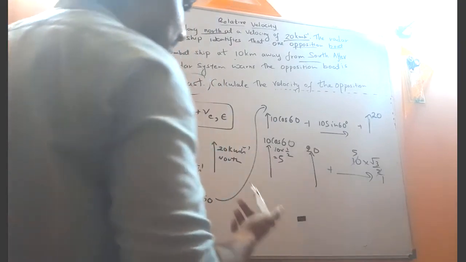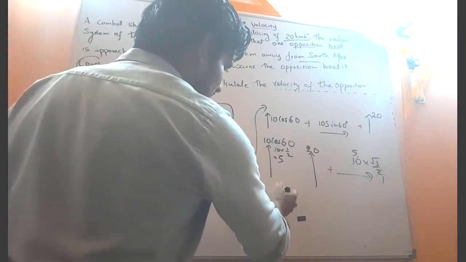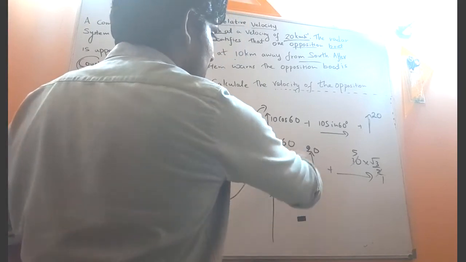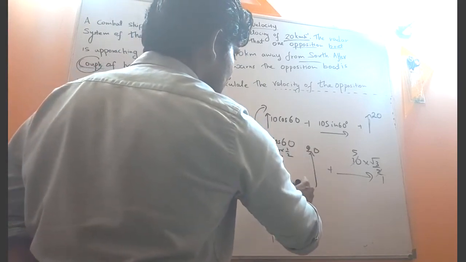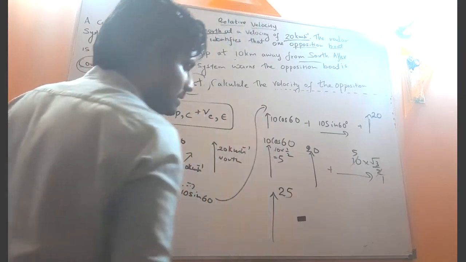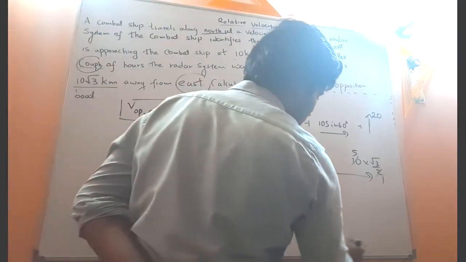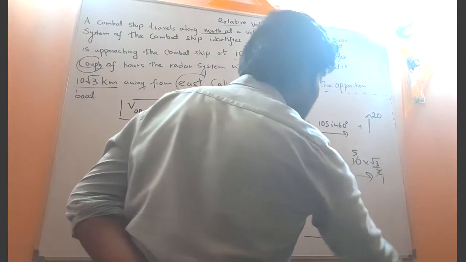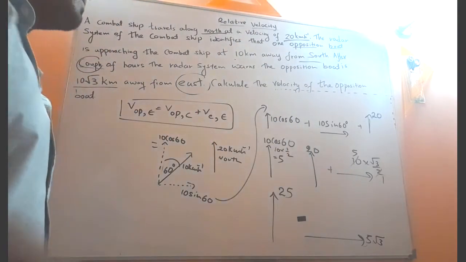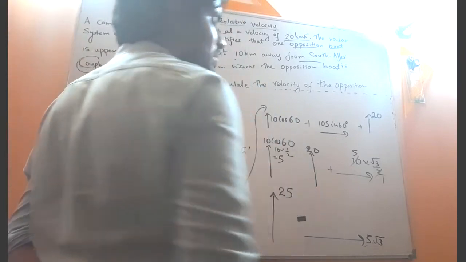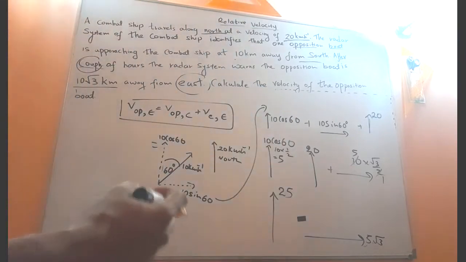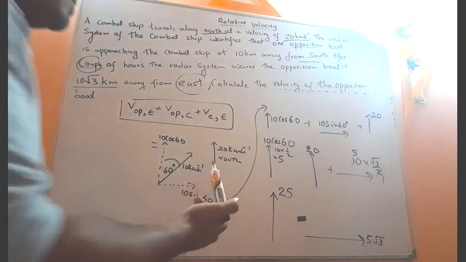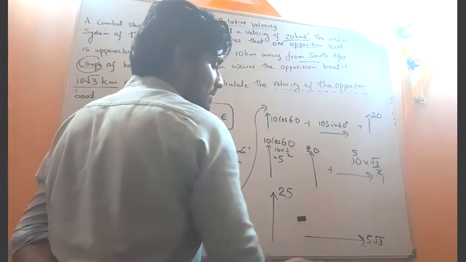So what is the ultimate vertical component? 5 plus 20, that means 25. What is the ultimate horizontal component? That is 5 root 3. But now here you have to combine both of these components and keep one total answer. So here we have 25 and here we have 5 root 3.